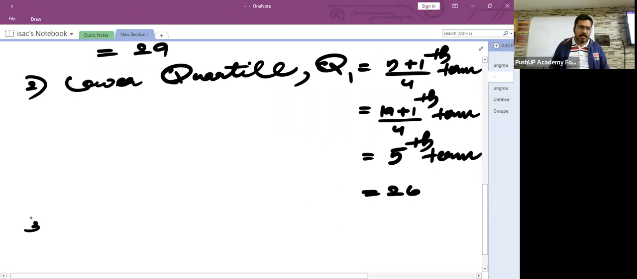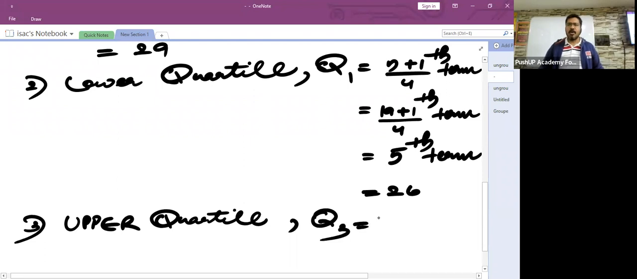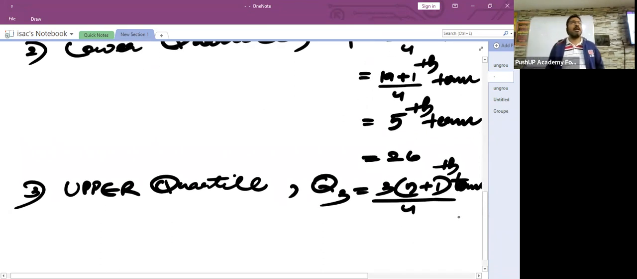The third question, children: to find the upper quartile. Last bench, stop talking. Let's find out what is the upper quartile. When the number of terms is odd, how will you find the upper quartile? Children, upper quartile can also be denoted with Q3, which is equal to 3 into n plus 1 divided by 4th term. Kindly make a note of this.